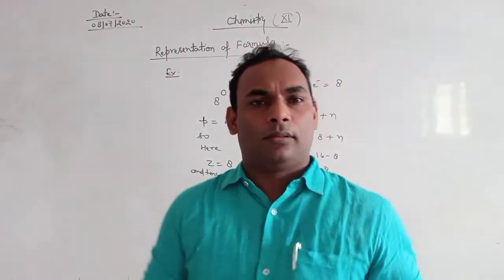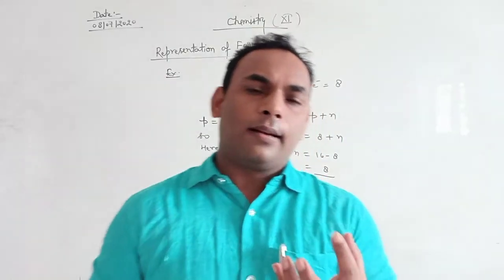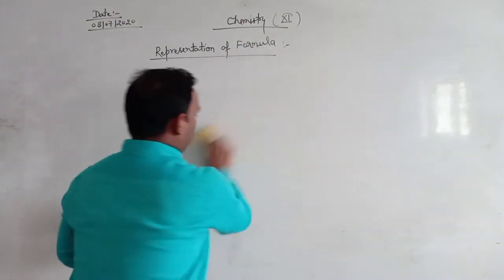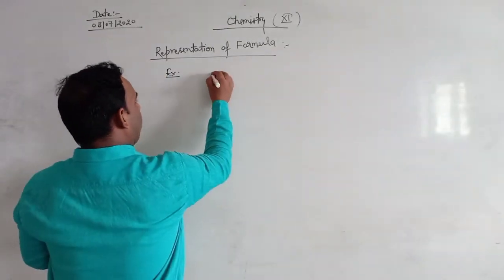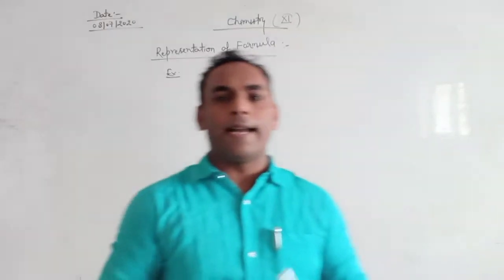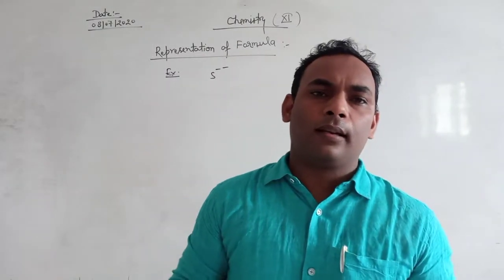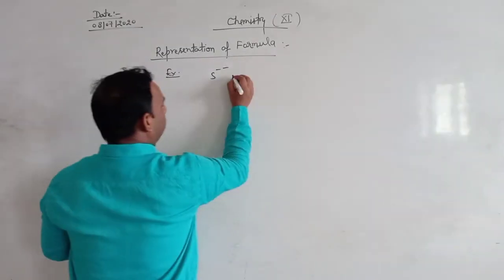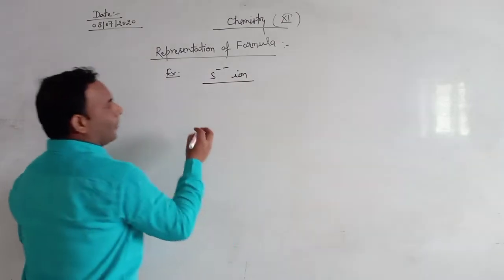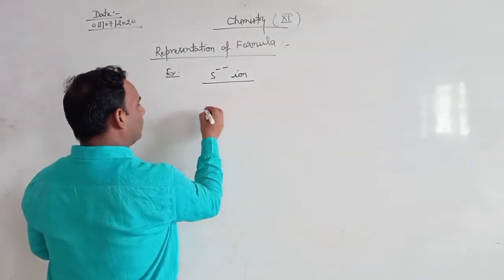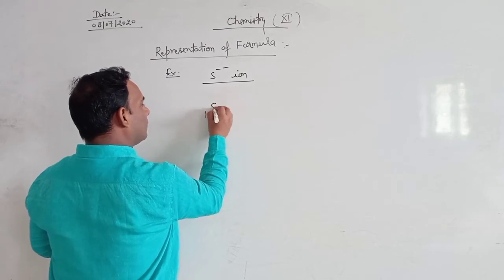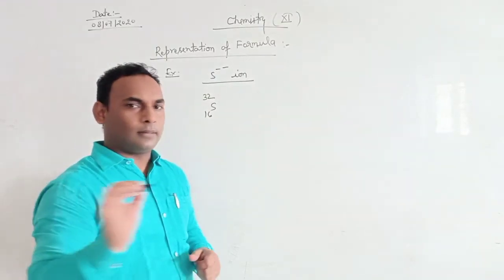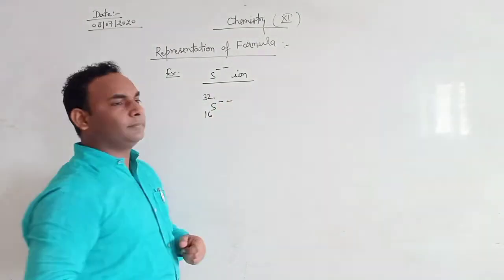Okay, now I am going to explain an ionic example. Any charged species, like S minus minus, sulfide ion. The question is, how many electrons, protons and neutrons are present in the sulfide ion? We know very well, 16 is the atomic number of sulfur and 32 is the mass number of sulfur, and it acquires 2 negative charge.